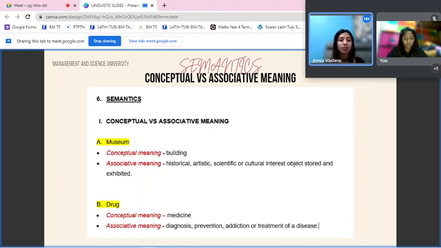So from the article we took here is museum. So for the museum, the conceptual meaning is building, and for the associative meaning is historical, artistic, scientific, or cultural interest objects stored and exhibited. So for the drug, the conceptual meaning is medicine. The associative meaning is diagnosis, prevention, addiction, or treatment of a disease. So that's all.